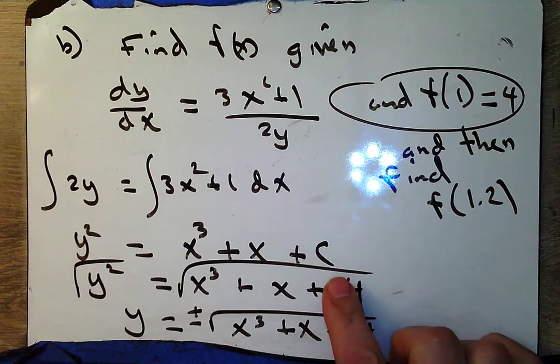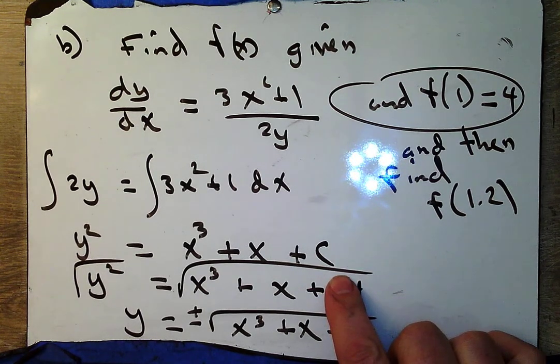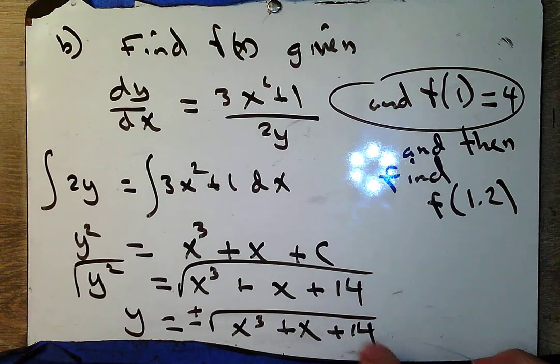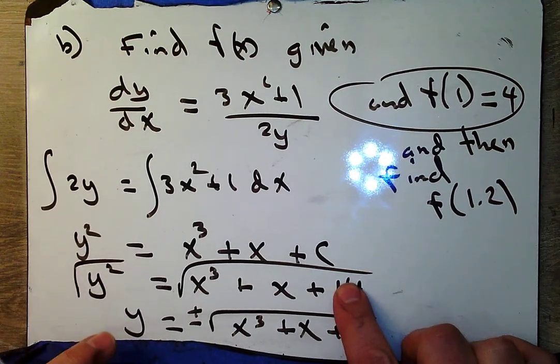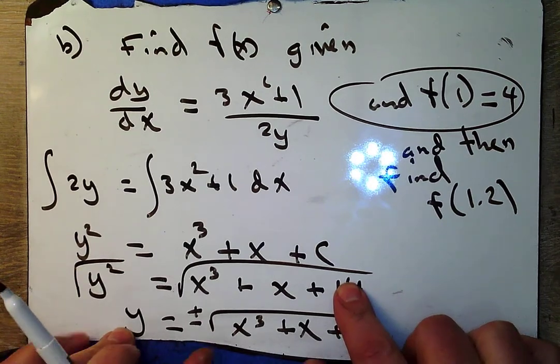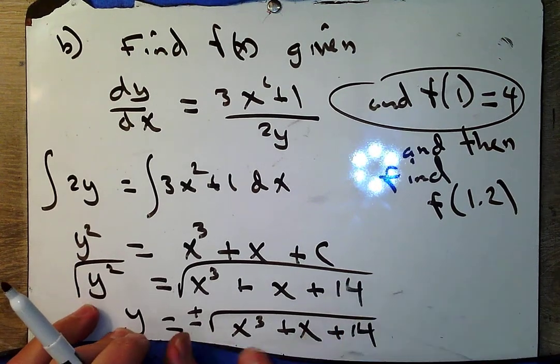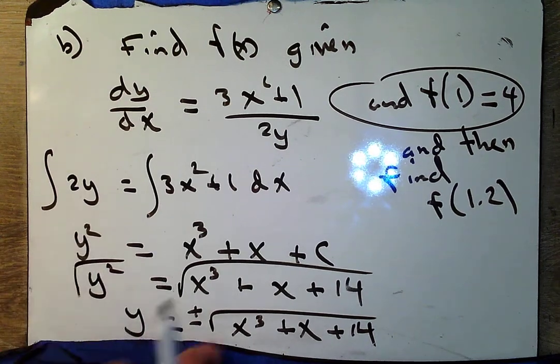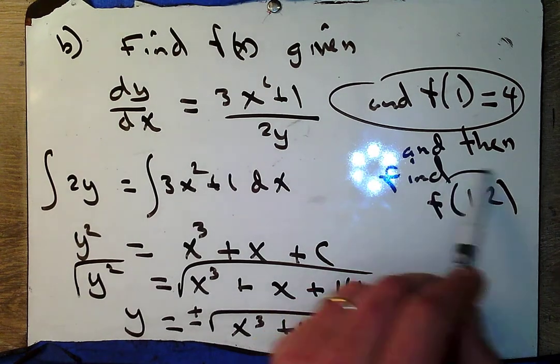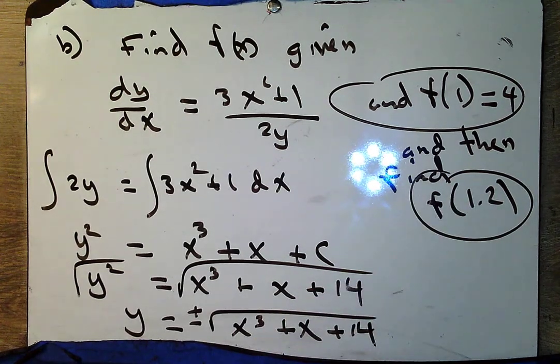If I just saved plugging in the ordered pair for now, I would be plugging in, this would be a C. This would still be y over here. I'd be plugging in 1 plus 1 plus C, 2 plus C. Let's have to square, but no, that has to be there. Okay. There's our solution. And oh, look, they wanted me to find f of 1.2.